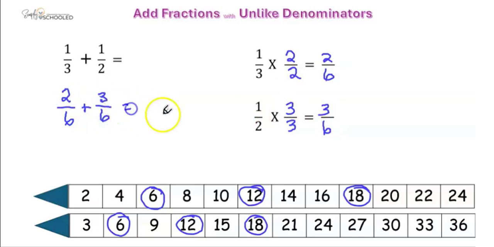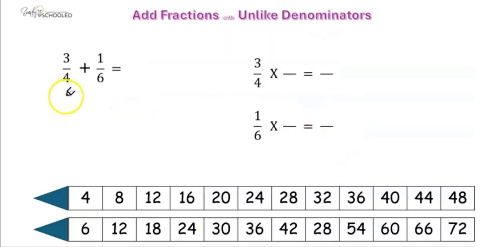Now my numerators are the same, so I'm able to add them. 2 plus 3 is 5. I added the numerators, and the denominator stays the same. So the answer is 5/6. And I can go back and write it up here too.